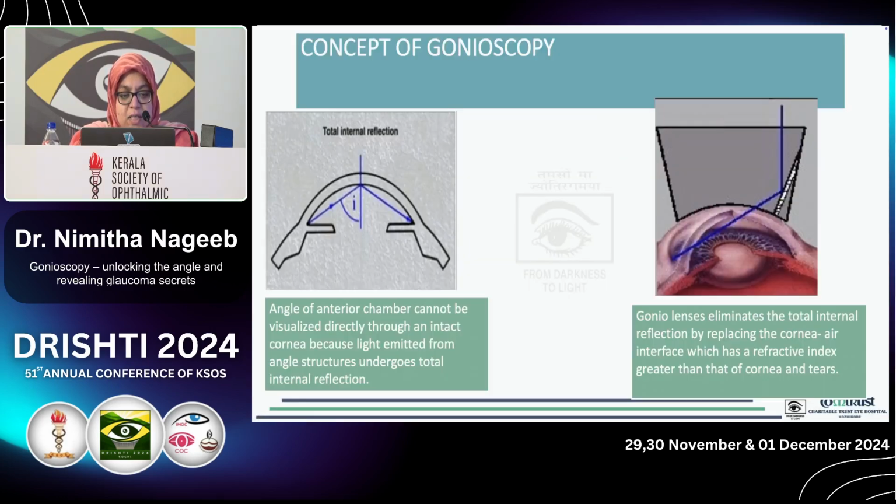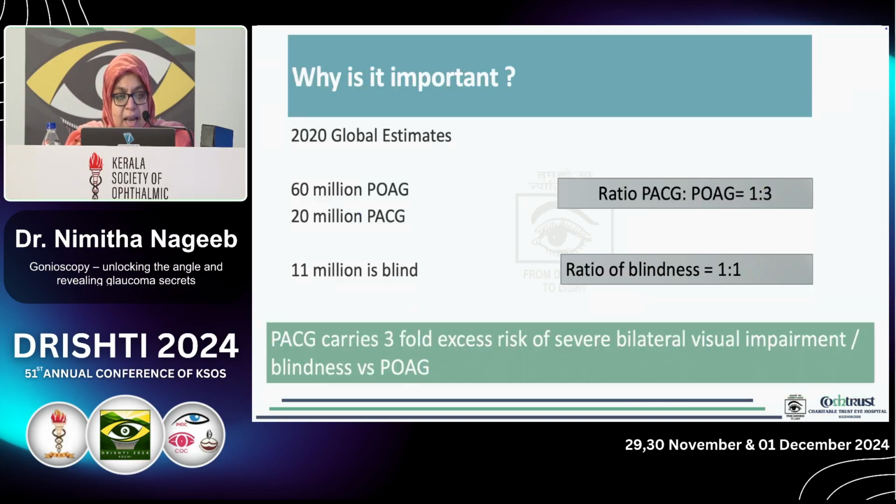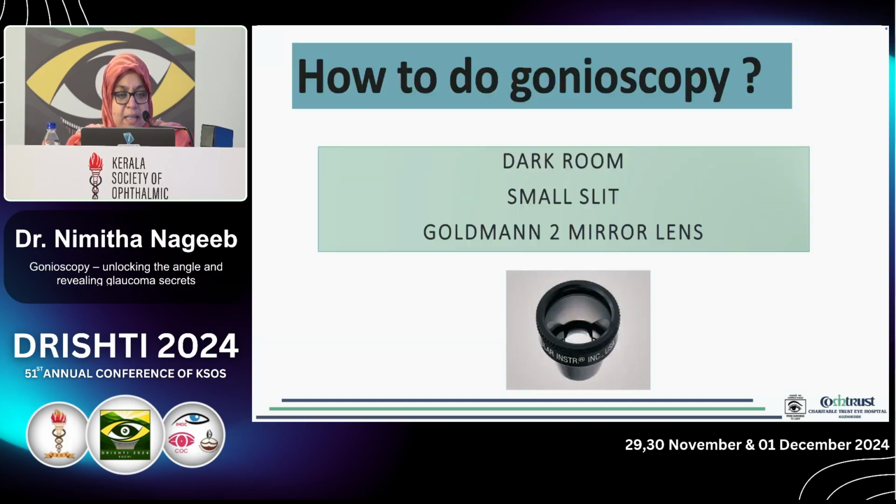So the concept of gonioscopy: usually we cannot visualize the angle structures due to total internal reflection, and the gonioscope lens eliminates this total internal reflection. And why is gonioscopy important? Because it identifies primary angle closure disease from open angle, as primary angle closure disease has more risk for blindness.